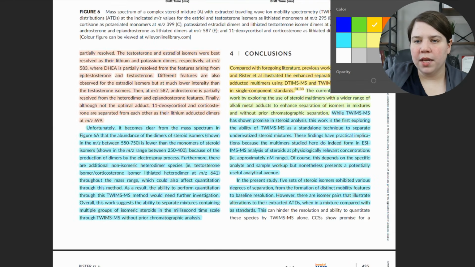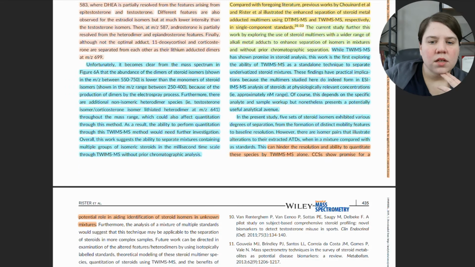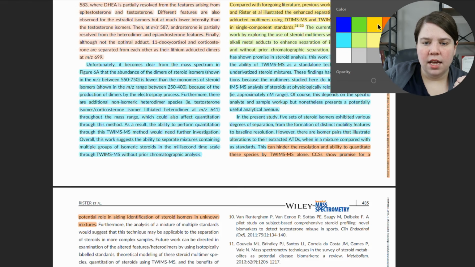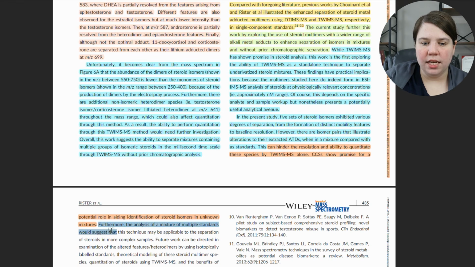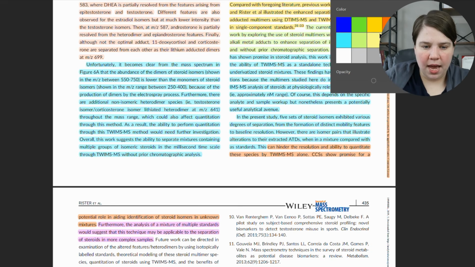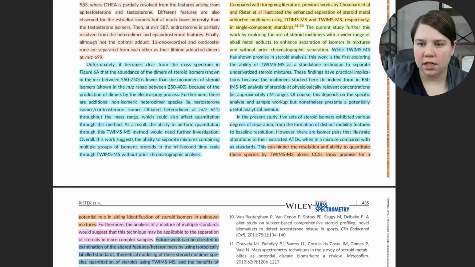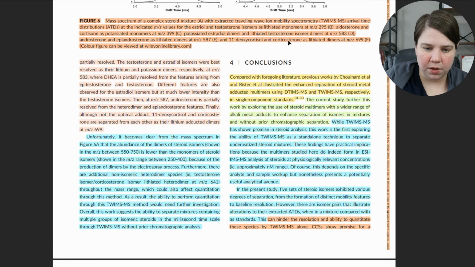And then we're going to jump into limitations. So this is some limitations here. It can hinder the ability to quantitate and the resolution. And then we're jumping into impact and future directions. So impact is this sentence here, and then future work. And guys, please include future work whenever you're writing research papers. You should know what's coming next. Tell people what's coming next.